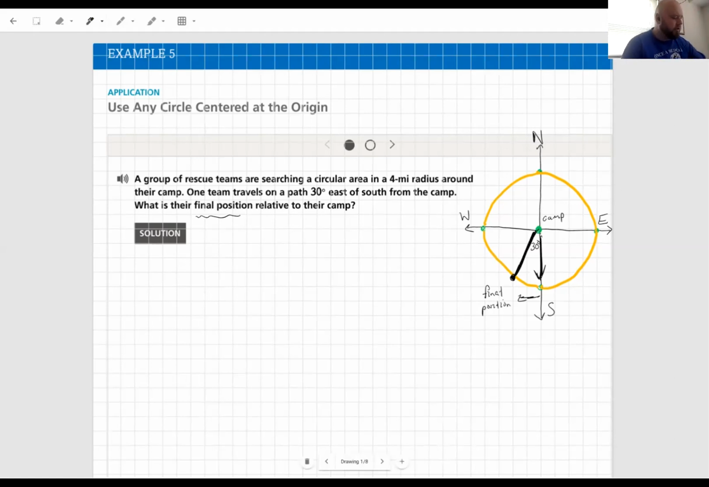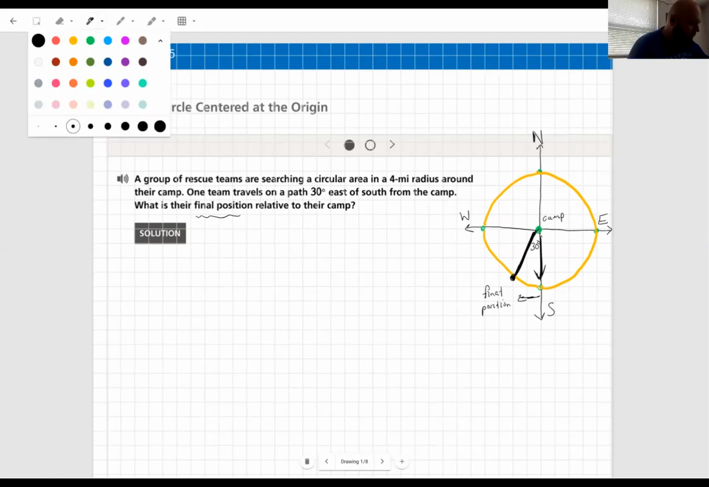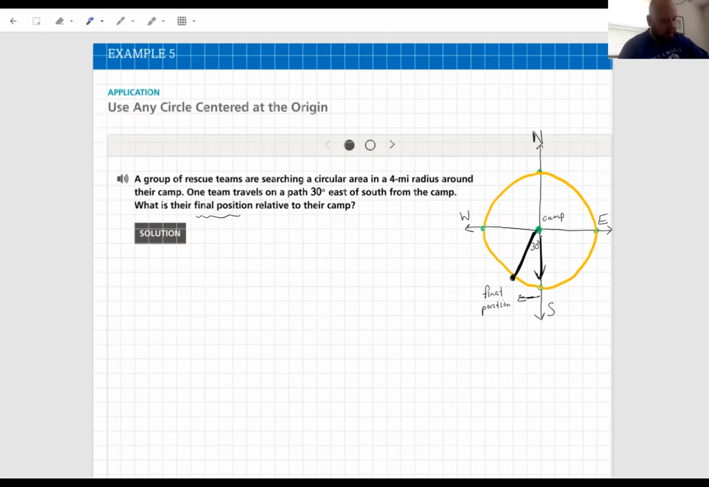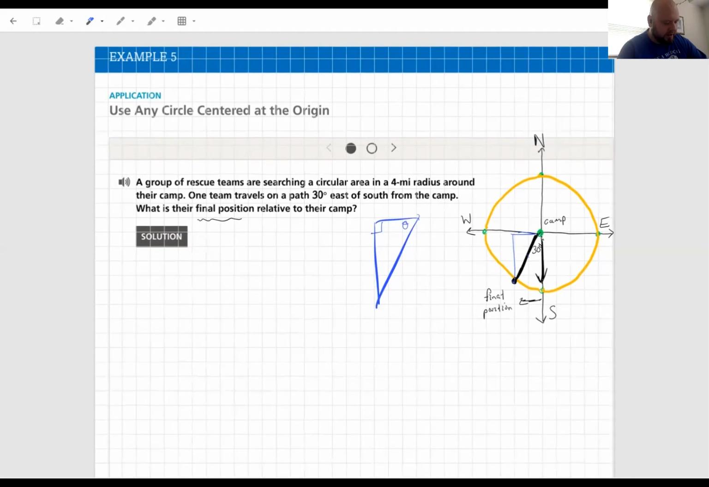Okay, so just like any other problem, what you want to do is draw a line back to your x-axis and create a reference triangle. On this reference triangle, we have a right angle. We need to figure out this angle in here. Since this angle down here is 30, and this shape makes a right angle, this has to be 60 in here.